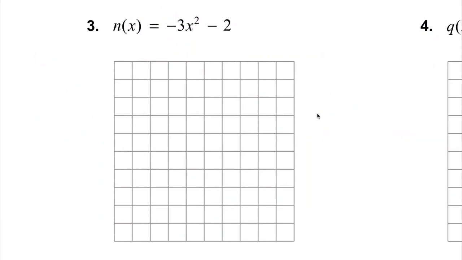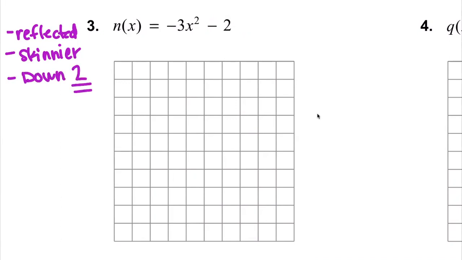Second, this 3 right here, how is that affecting our parabola? Is it making it wider or is it making it skinnier? Or narrower, if you'd rather use that word. That 3, since it's bigger than 1, is going to make our parabola a lot skinnier. Now let's talk about that minus 2. That minus 2 is going to shift our parabola down 2. So in our mind, we already know what this parabola needs to look like.